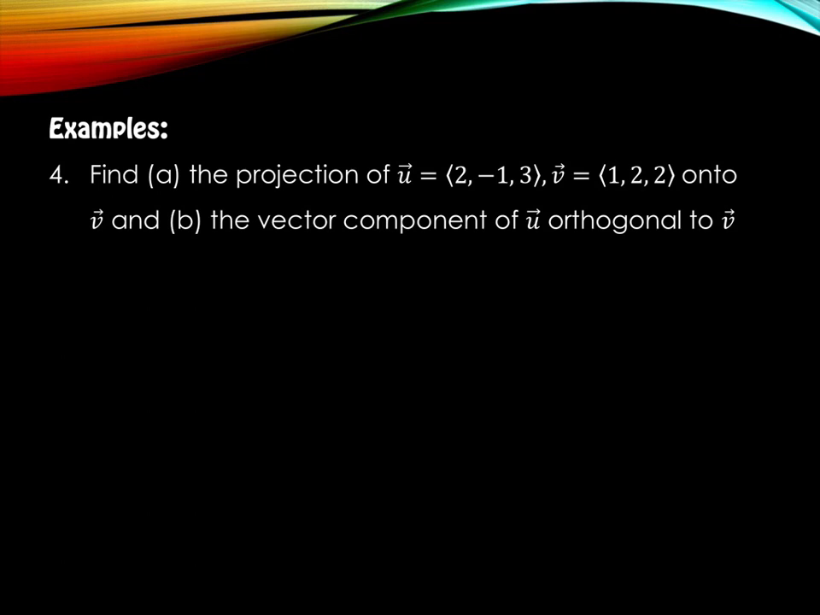Three-dimensional, so I'm definitely not drawing it. We have the projection of vector u, which is 2, negative 1, 3, and vector v, which is 1, 2, 2. We're going to find the projection of u onto v. That's the first one, part A. And then part B is the vector component of u orthogonal to v. So I haven't done either of these yet.